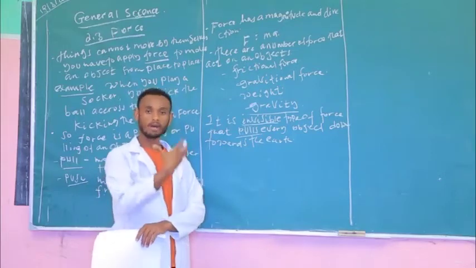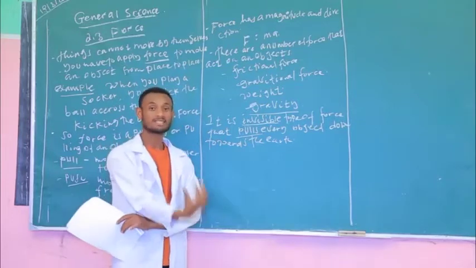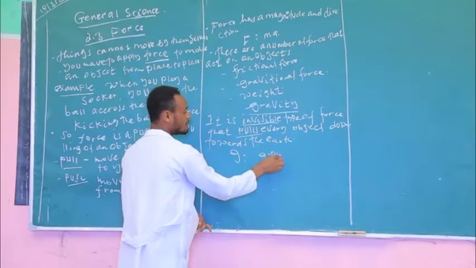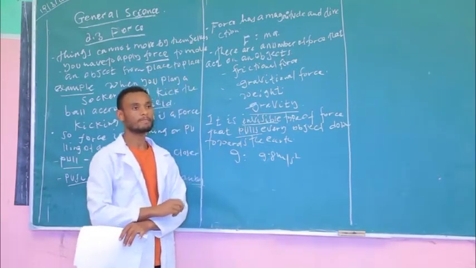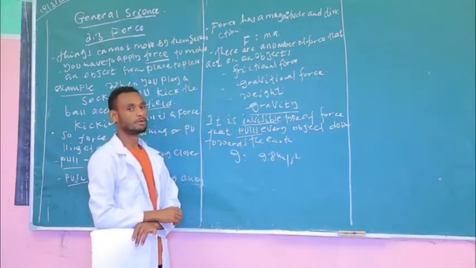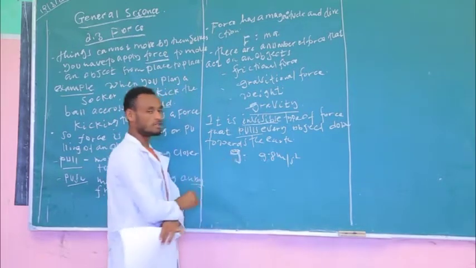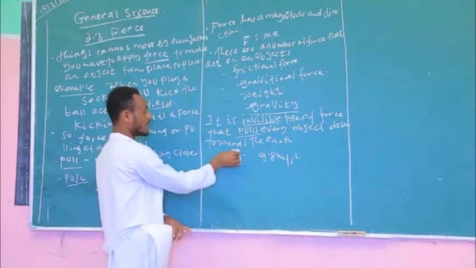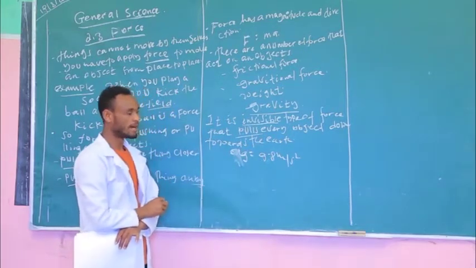Students, our Earth attracts a given object towards itself by 9.8 meters per second squared. Students, have you got the point? Gravity will be represented by G. Gravity is represented by G.